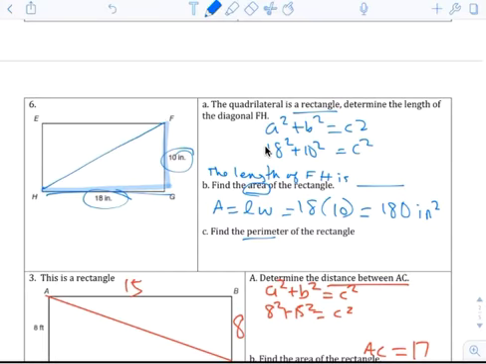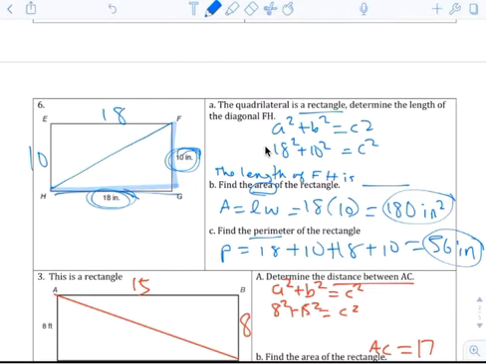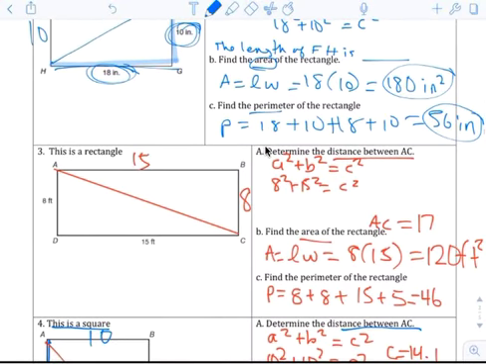Perimeter, you add all sides. Perimeter, you add 18 plus 10, these two, and then that's 18 and that's 10, plus 18 plus 10. You get 56 inches. Notice area is squared. Everything else is just its units.